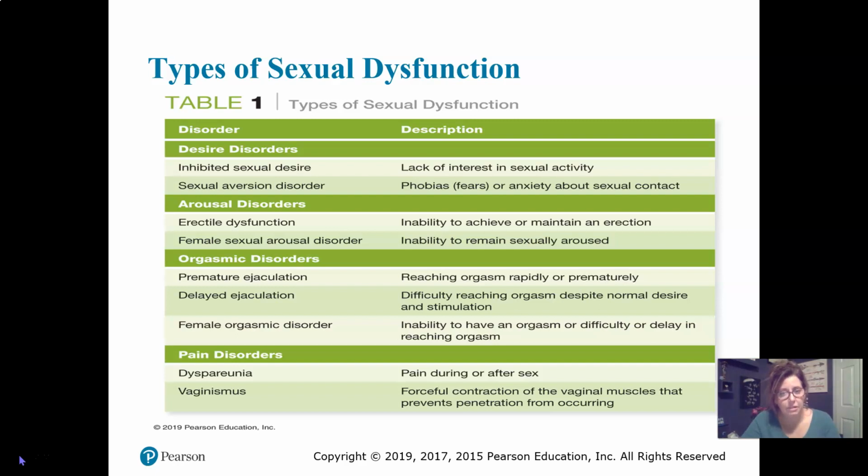Pain disorders are identified by pain during or after sex. That's not normal. This includes forceful contraction of the vaginal muscles that prevents penetration from occurring. So those are the 4 main categories of sexual dysfunction.